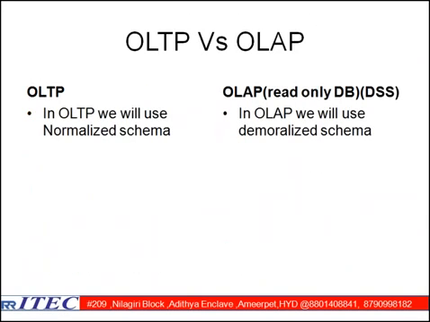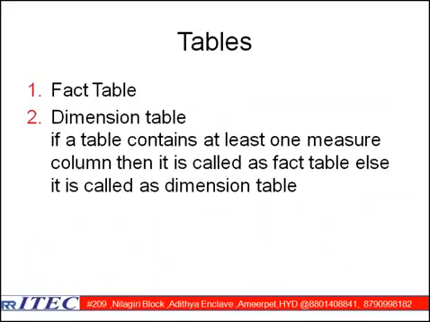This OLTP versus OLAP I will talk about later. Now, what tables are available? We will discuss this. It is a small piece of a chapter. We have two tables available. One is called the fact table. Second is the dimension table. What do you mean by fact here?